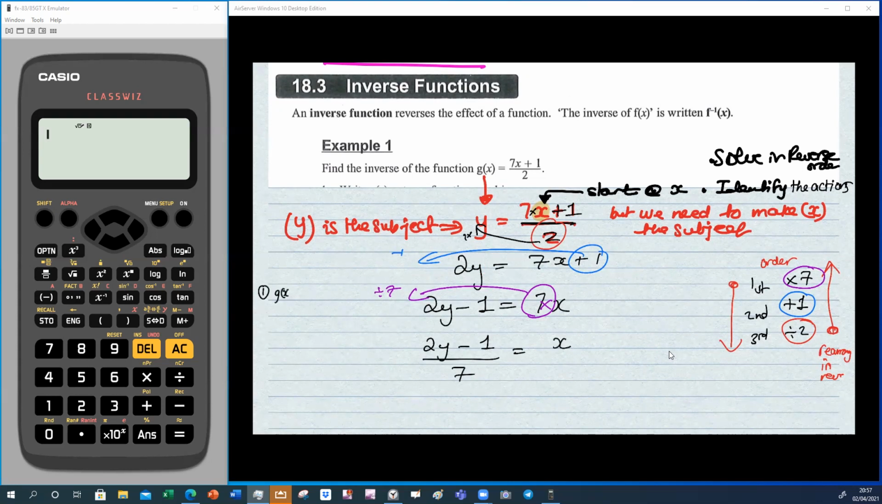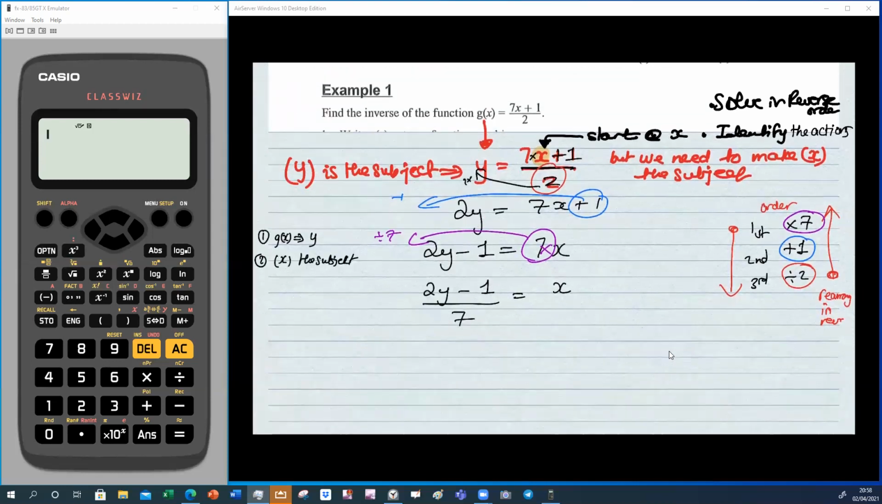So g of x, f of x, what are they giving you? You change it into y. Number two, you make x the subject, which we've done. That's straightforward rearranging. What do we do next now? Where it says y, you make that x. So just write 2x minus 1 over 7.